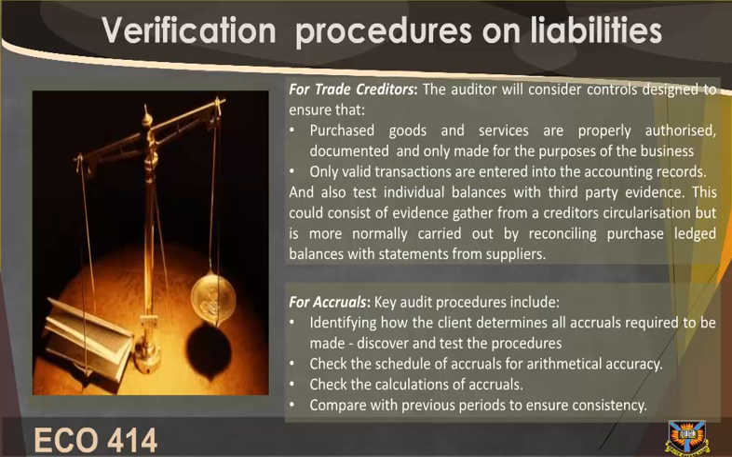This could consist of evidence gathered from a creditor circularization, but is more normally carried out by reconciling purchase-ledger balances with statements from suppliers. For accruals, key audit procedures include identifying how the client determines all accruals required to be made, discovering and testing the procedures, checking the schedule of accruals for arithmetical accuracy, checking the calculation of accruals, and comparing with previous periods to ensure consistency.